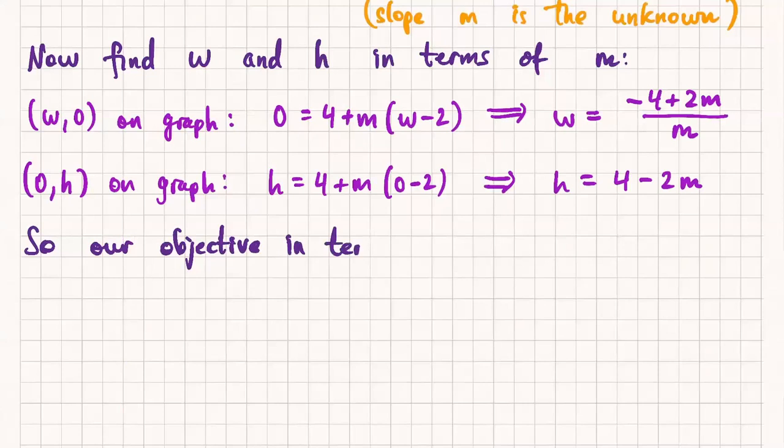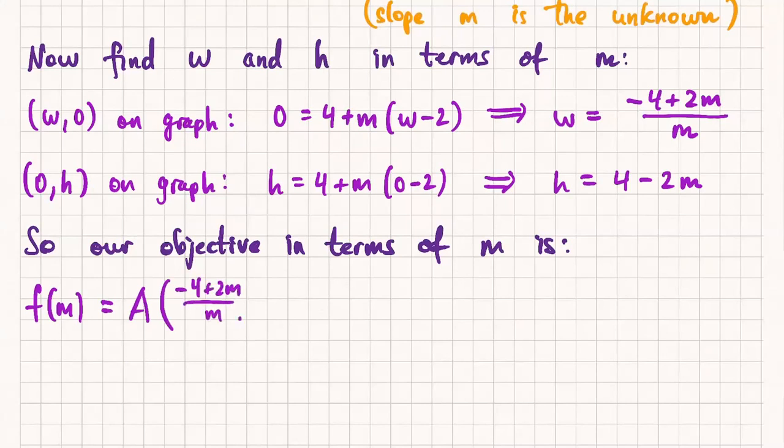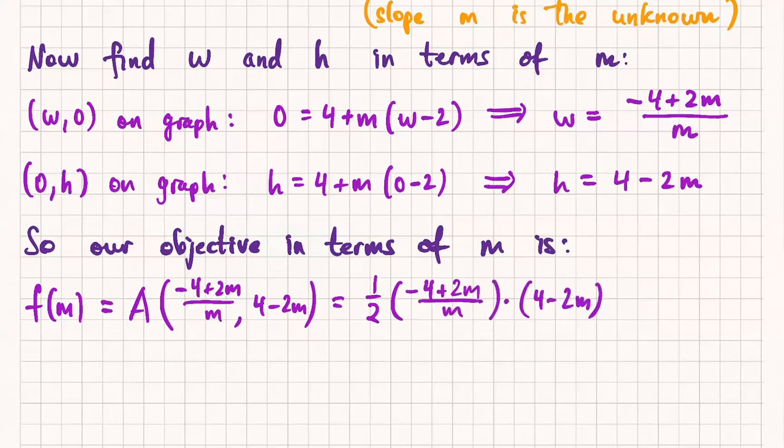So our objective in terms of m is, let's call this f of m, and that's going to be the area function. W is (-4 + 2m)/m. H was 4 minus 2m. So we get 1/2 times (-4 + 2m)/m times (4 - 2m).